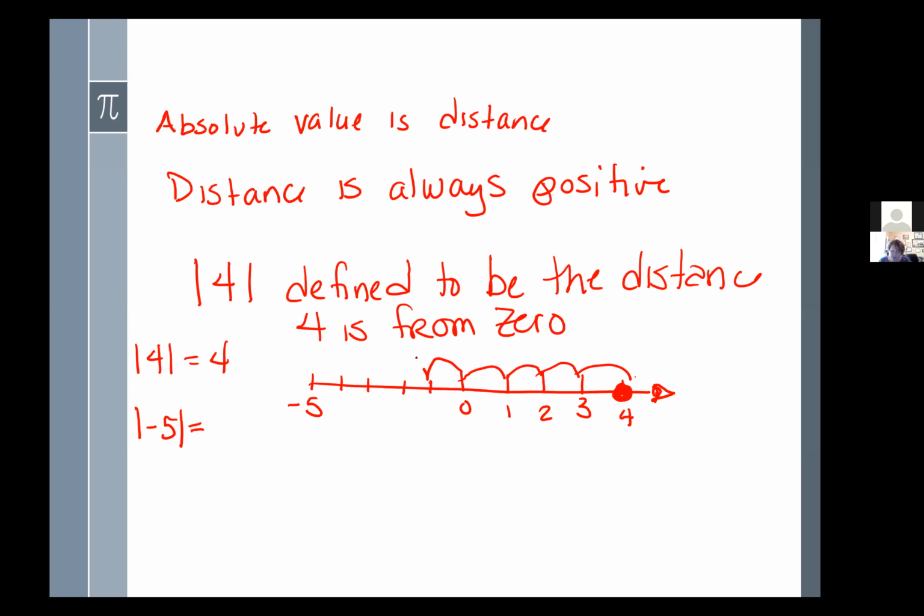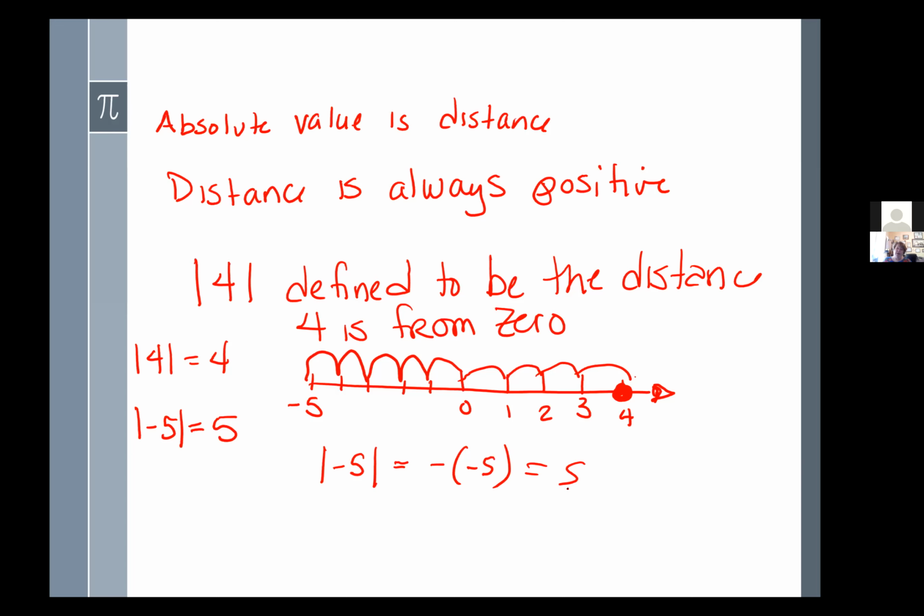Well, 1, 2, 3, 4, 5 units. So since -5 is 5 units to the left of 0, it's 5 units away. The absolute value of -5 is 5. So again, how do we find the absolute value of -5? Well, we change the sign of -5.